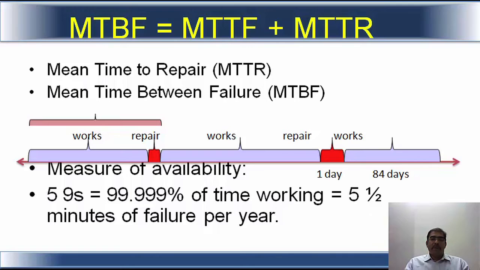So basically, it is a measure of availability. Now, 5 nines, 99.999% of uptime, is 5.5 minutes of downtime per year. So, if you say that you are going to provide an uptime of 99.999 or 5 nines, that means you can afford only 5.5 minutes of failure per year. So, that is a very high objective to attain. MTTF is mean time to failure.